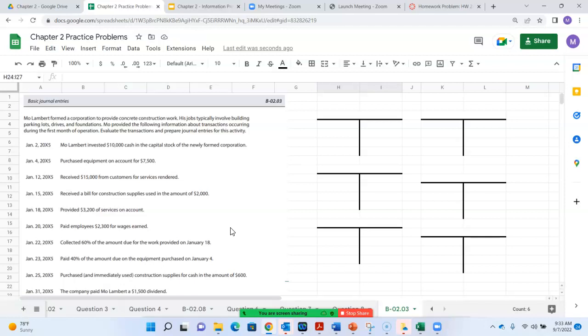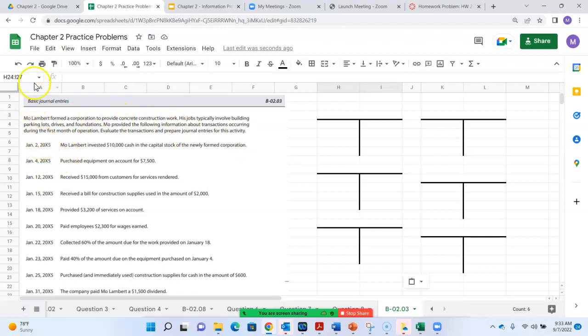It says, Mo Lambert formed a corporation to provide concrete construction work. His jobs typically involve building parking lots, drives, and foundations. Mo provided the following information about transactions occurring during the first month of operation. Evaluate the transactions and prepare journal entries for this activity. Okay, so let's prepare our journal entries.